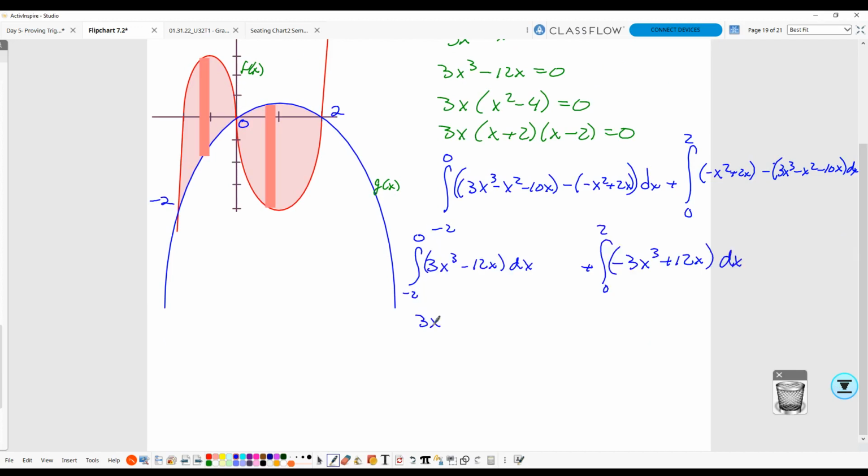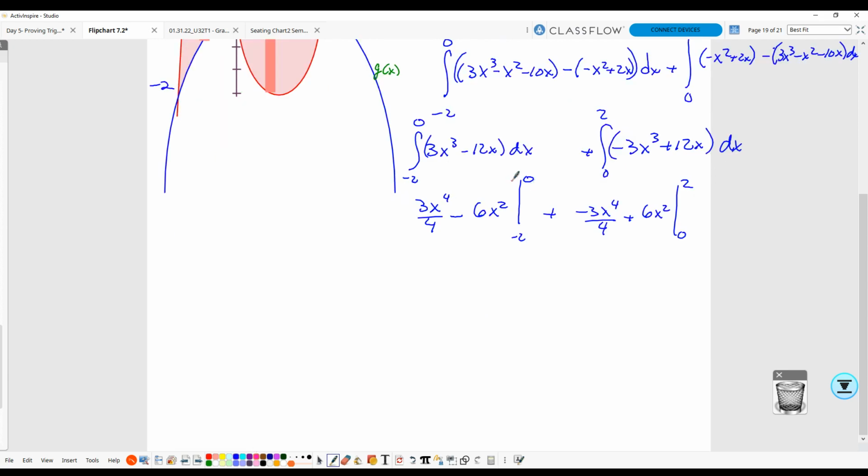Integrating, 3x to the 4th divided by 4 minus 12x squared divided by 2. Evaluate that from negative 2 to 0. Plugging in 0. Plugging in negative 2: negative 2 to the 4th is 16, divided by 4 is 4, times 3 is 12. Negative 2 squared is positive 4 times that, negative 6. And then on this side, plugging in the 2, again, 16 divided by 4 is 4 times that, negative 3, is negative 12. Minus plugging in the 0, we get 24.